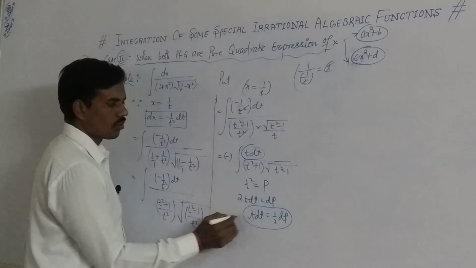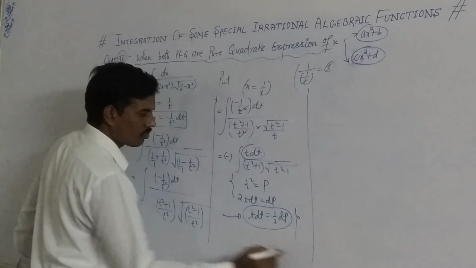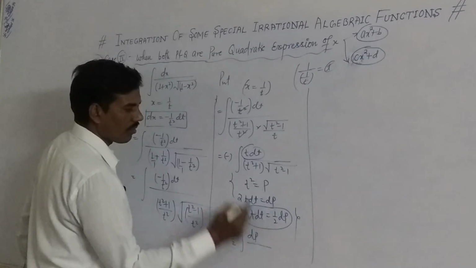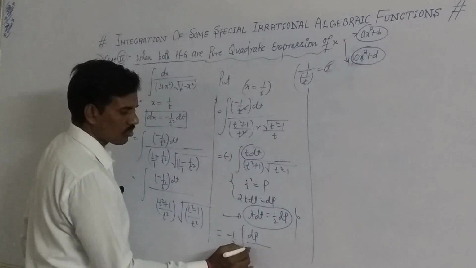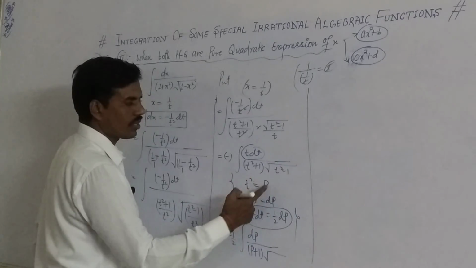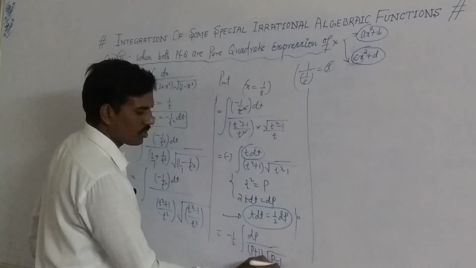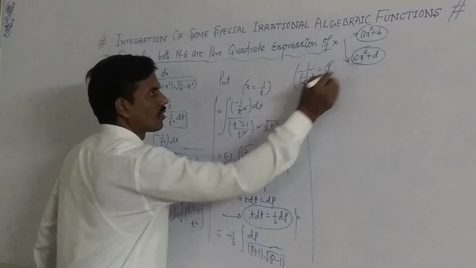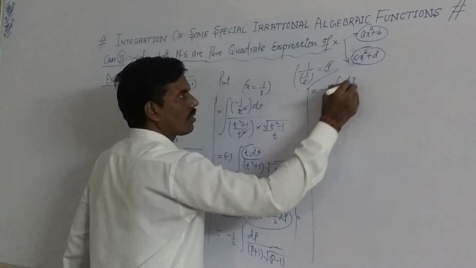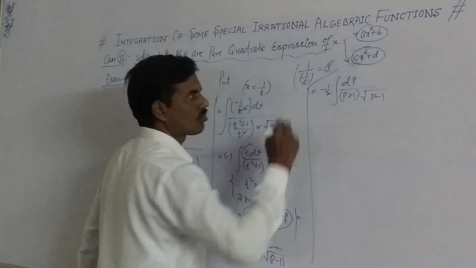t dt is equal to 1 upon 2 dp. So in the end we have minus 1 by 2 t dt is equal to dp upon (t square plus 1), that is (p plus 1) under root of (t square minus 1). Taking t square is equal to p, this one is equal to p minus 1. So we have minus 1 by 2 dp upon (p plus 1) under root of (p minus 1).